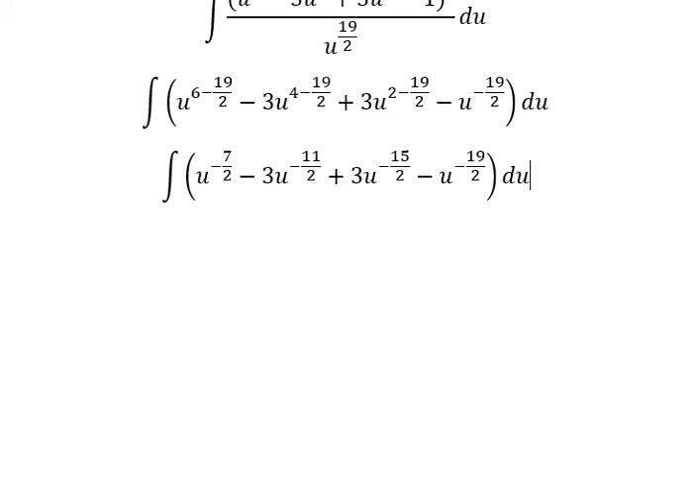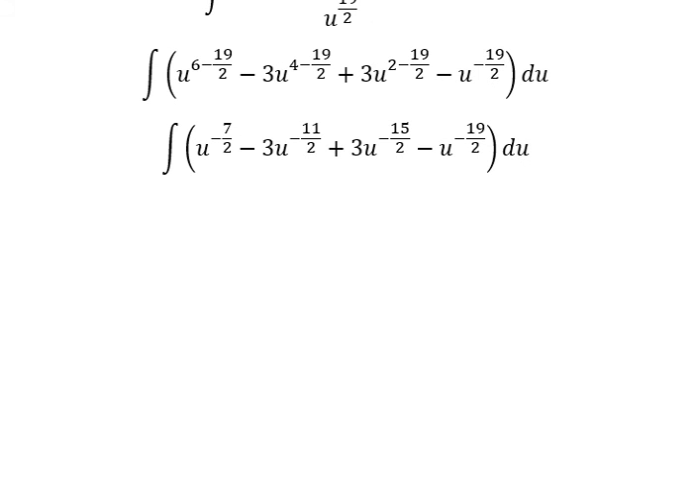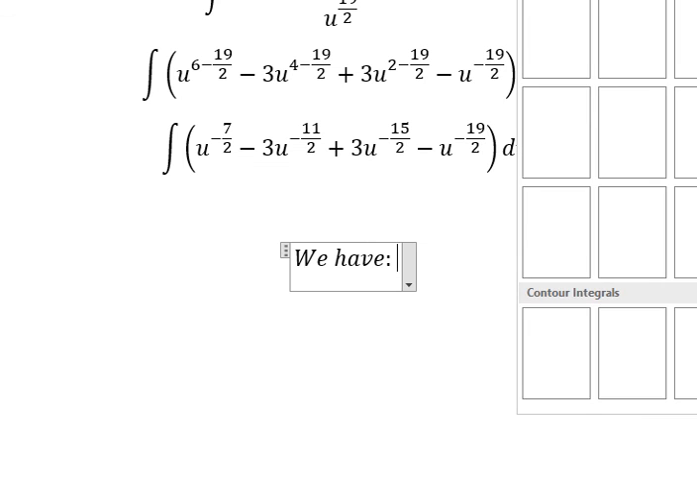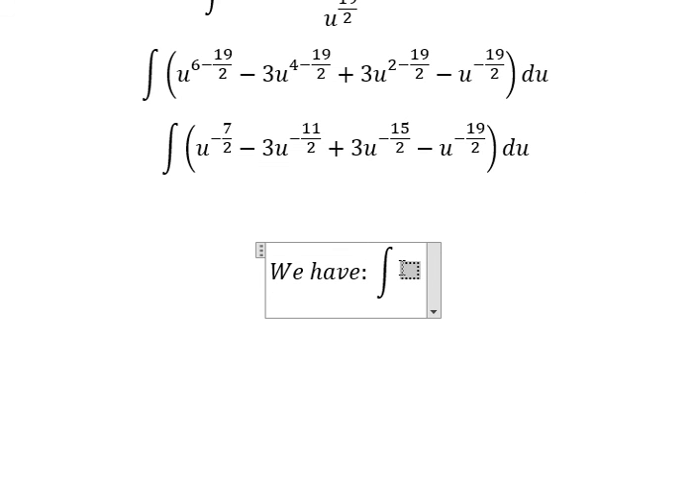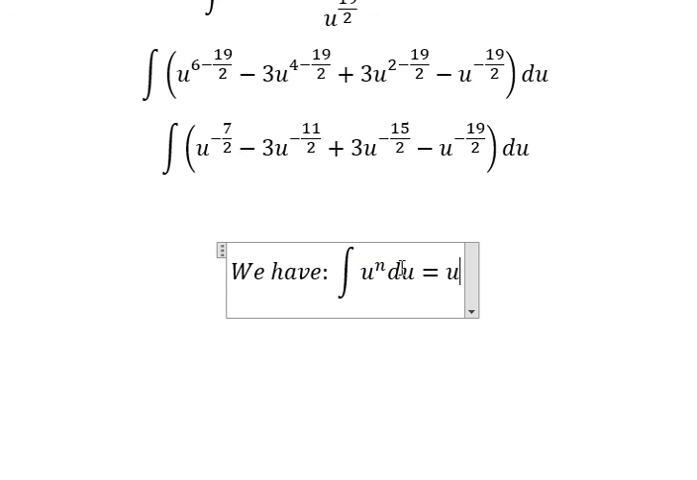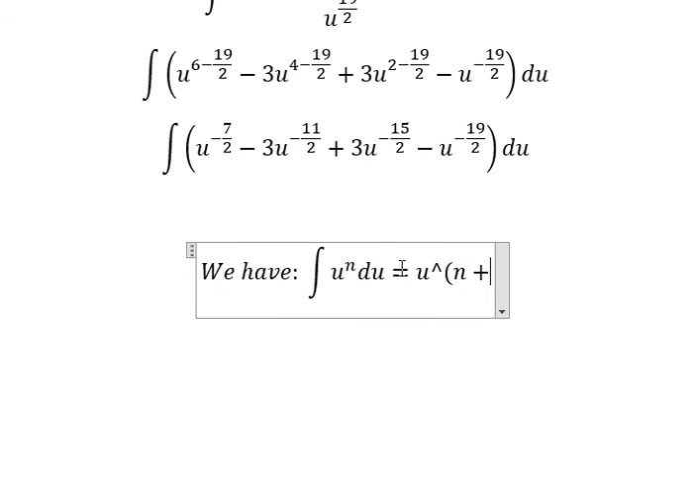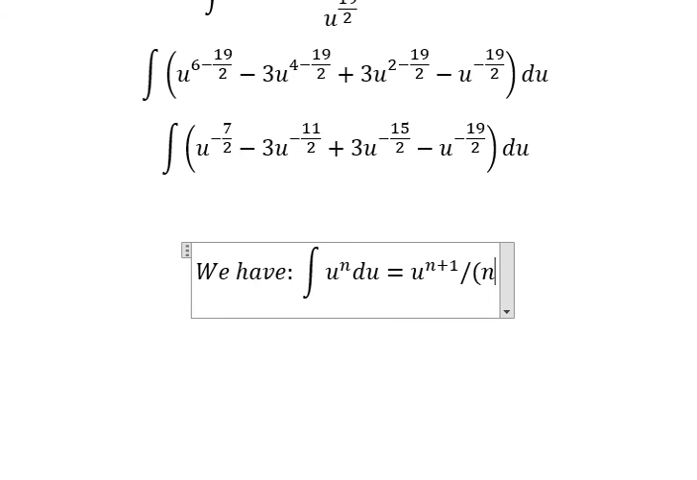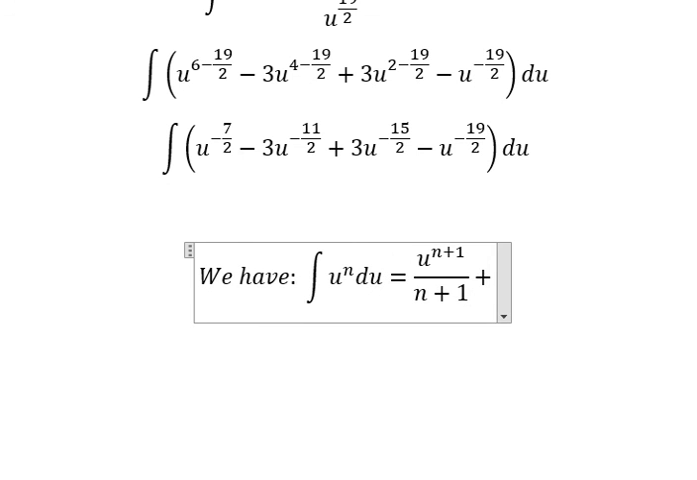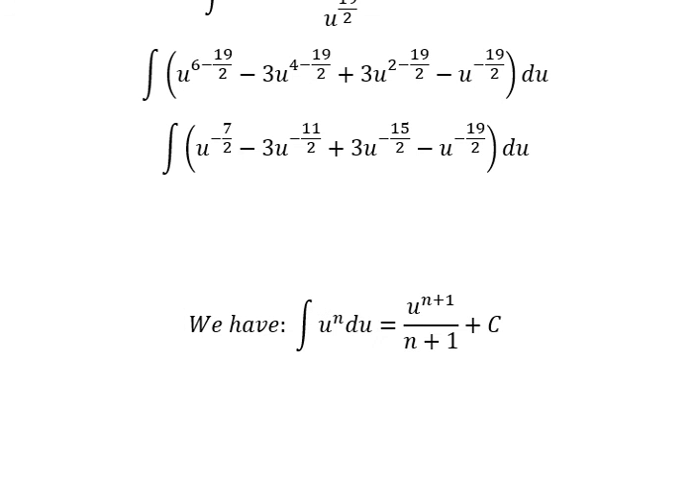And now we apply the formula in here. The integration of u to the power of n du. We have u to the power of n plus 1 over n plus 1, and we put c. And now we have the final answer.